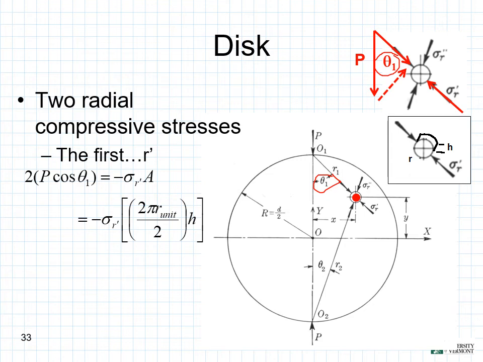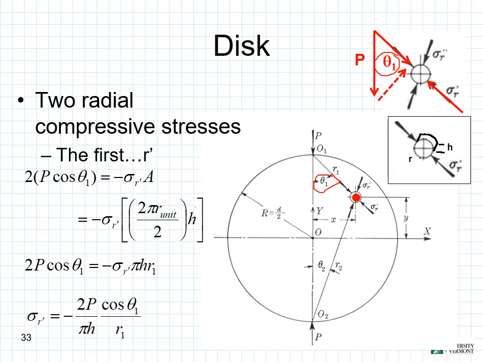We plug in here, we end up with this is equal to a negative sigma r prime times, now, we plugged in for our area term over here with our h value right there. So we can rearrange this a little bit, and we can see that 2p times the cosine of theta 1 from our left side of our equation is equal now to this negative sigma r prime times our pi h r1. Solve this now for our sigma r prime: when we arrange this, it is equal to negative 2p over our pi h times our cosine of theta 1 divided by our r1. So that's for the first.